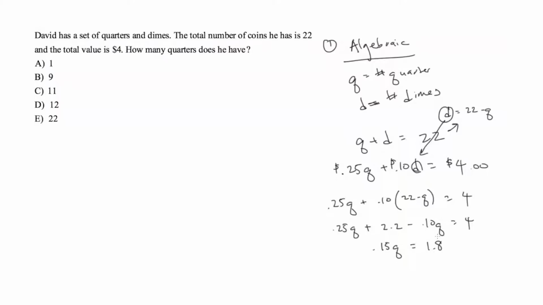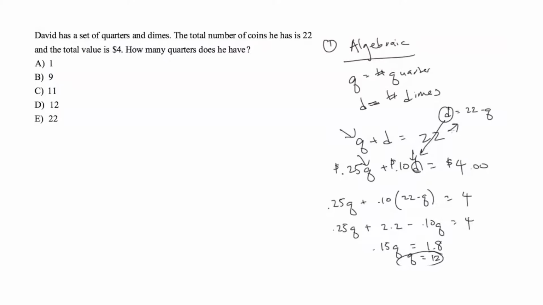So basically, what we did is we solved for D in this equation, in order to get rid of D and get everything in terms of Q. Finally, 1.8 divided by 0.15 gives us 12. So 12 is the total number of quarters he has. If you wanted to do a check, we can plug 12 into this equation, solve D is equal to 10, and then plug 10 in here and 12 in there, and make sure that equals $4.